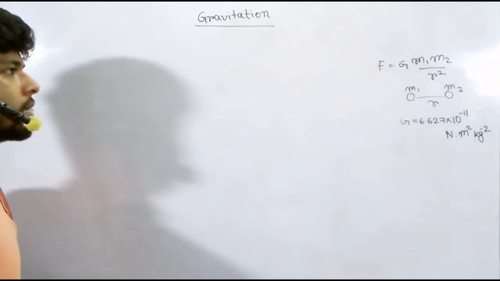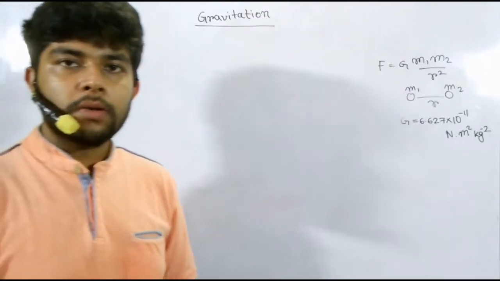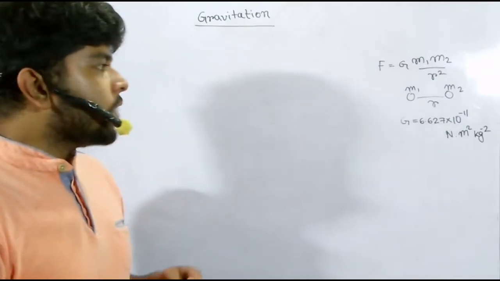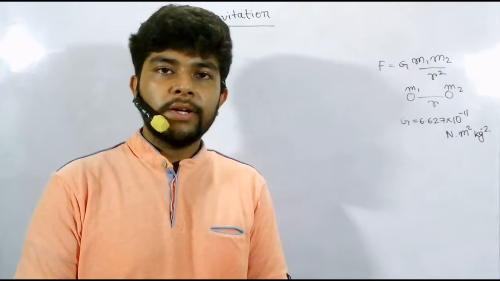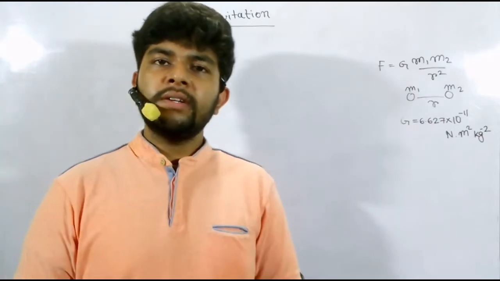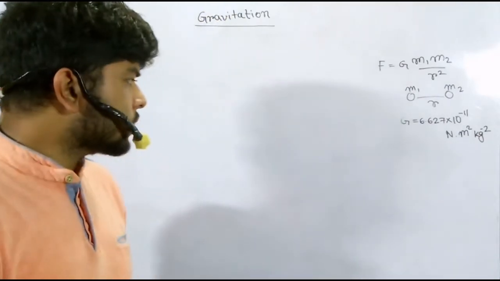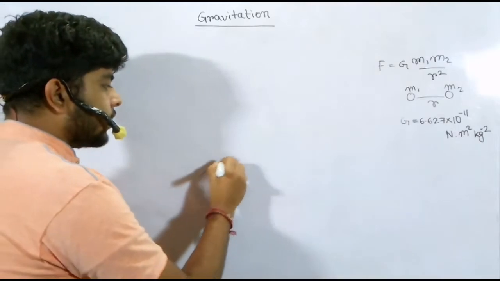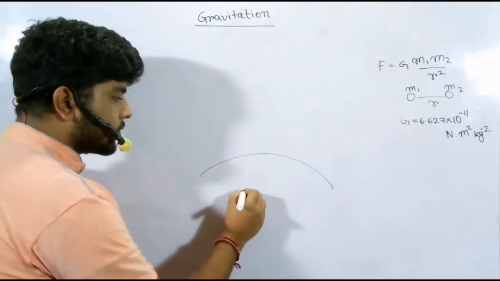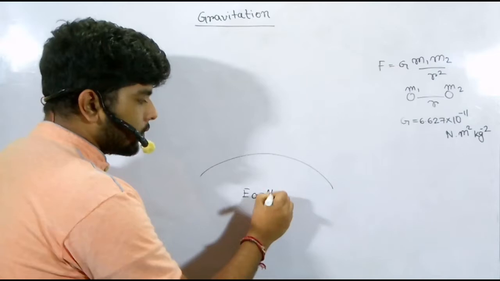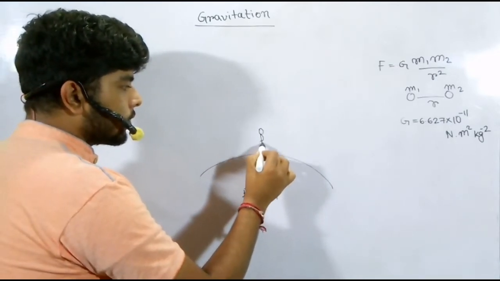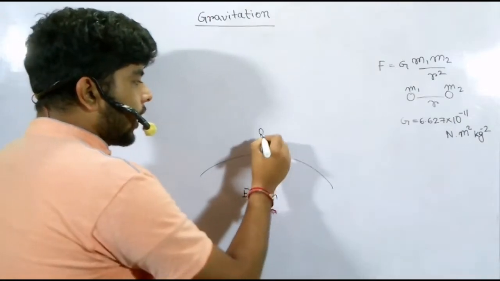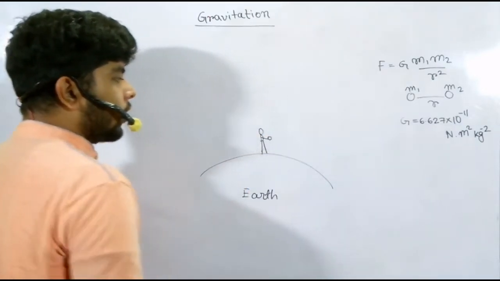And we have learned the 3 laws of Kepler. Today we are going to discuss the acceleration due to gravity. So let's see. Suppose this is the earth surface, this is earth, and you are standing here. And you have a cricket ball.